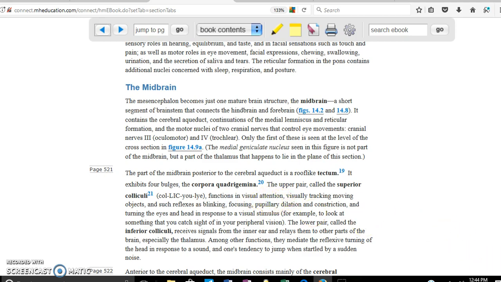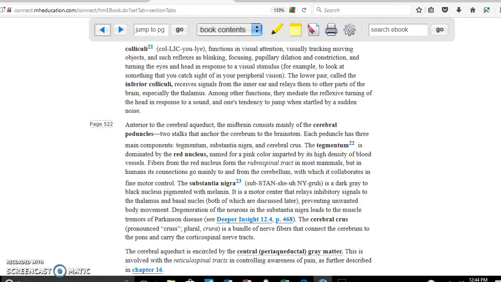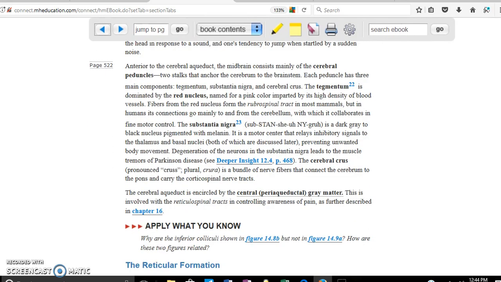Okay, so those are the functions of the midbrain, pons, and medulla oblongata with respect to the cranial nerves. As long as you know that, you should be okay. So then that's about it for the brain stem.